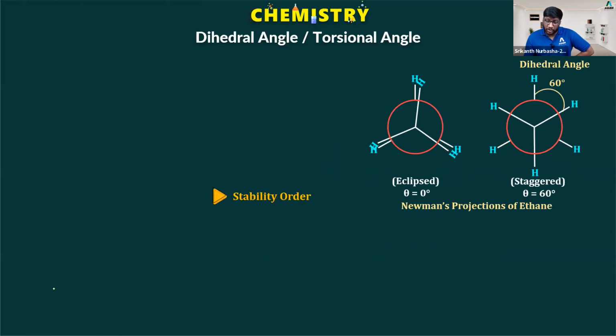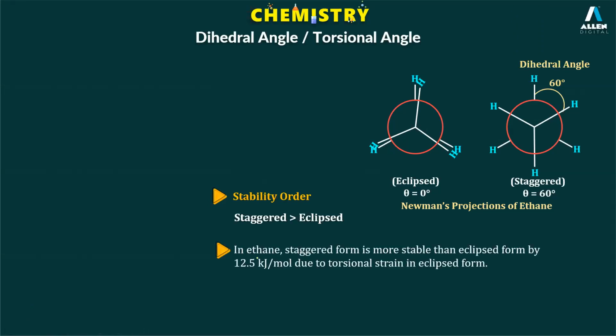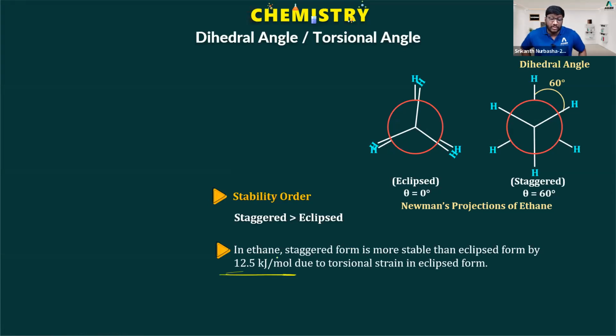stability order, which is going to be more stable, eclipsed or staggered? Staggered will be more stable when compared to eclipsed. Why? Because you will have fewer repulsions. In ethane, the staggered form is more stable than the eclipsed form by 12.5 kilojoules per mole. This much energy is the difference between the eclipsed and staggered forms due to the repulsions. Yes or no? And if you provide this much energy, then both are directly interconvertible. The molecular motion is obviously greater than this much energy. That is why the staggered and eclipsed forms are continuously interconvertible.